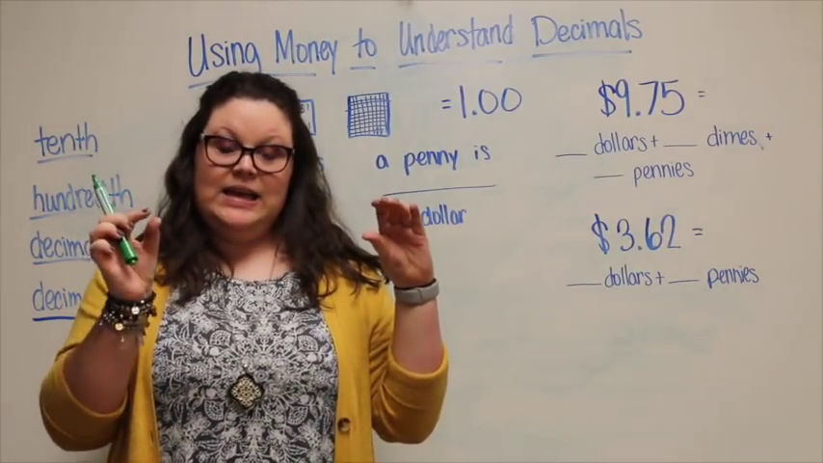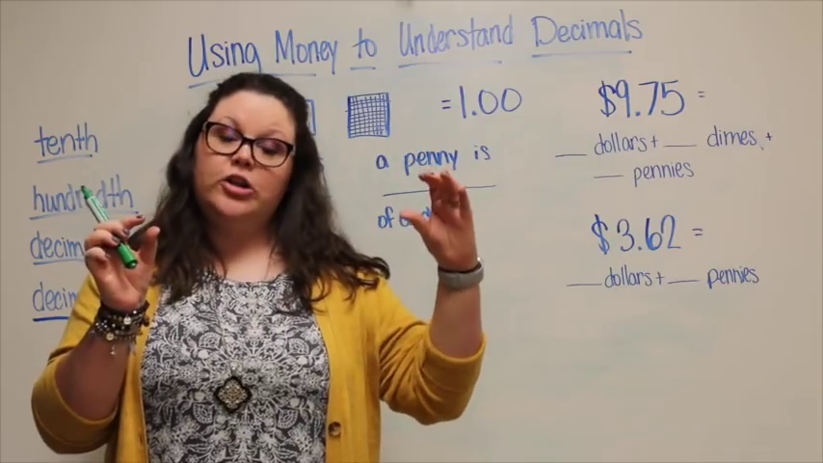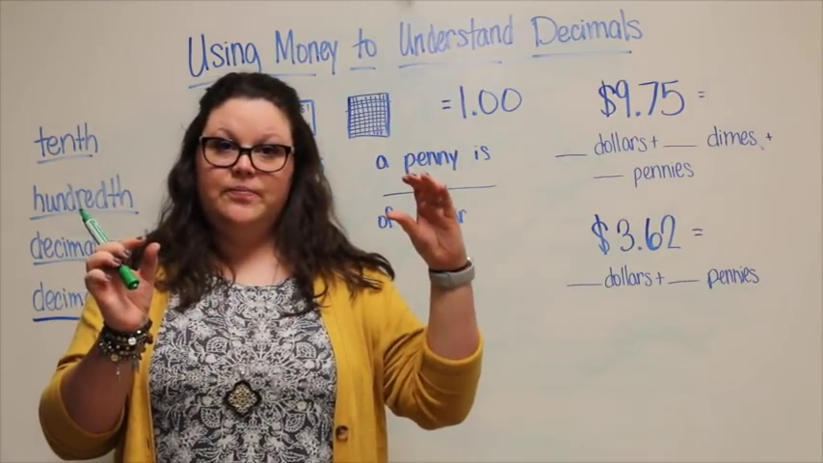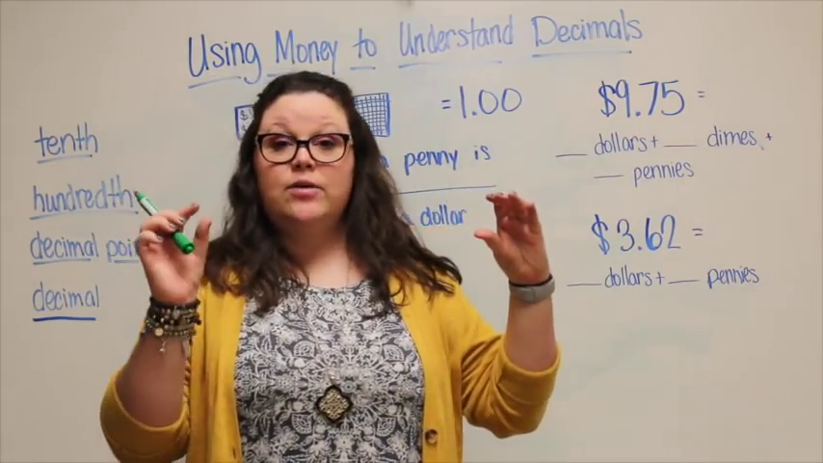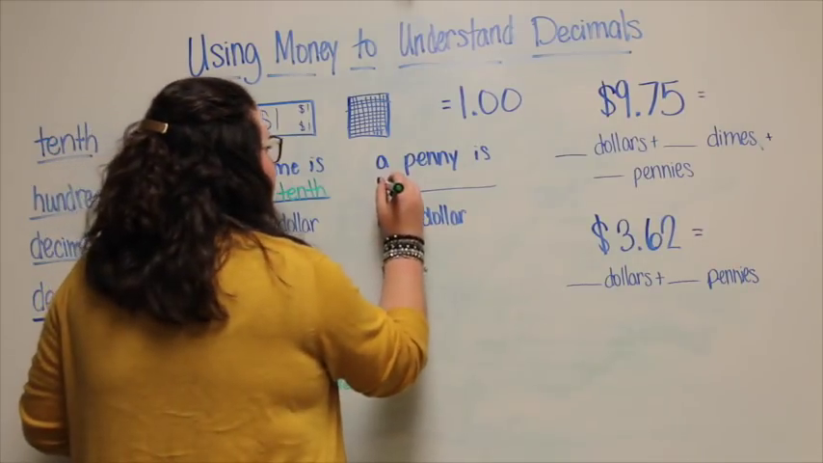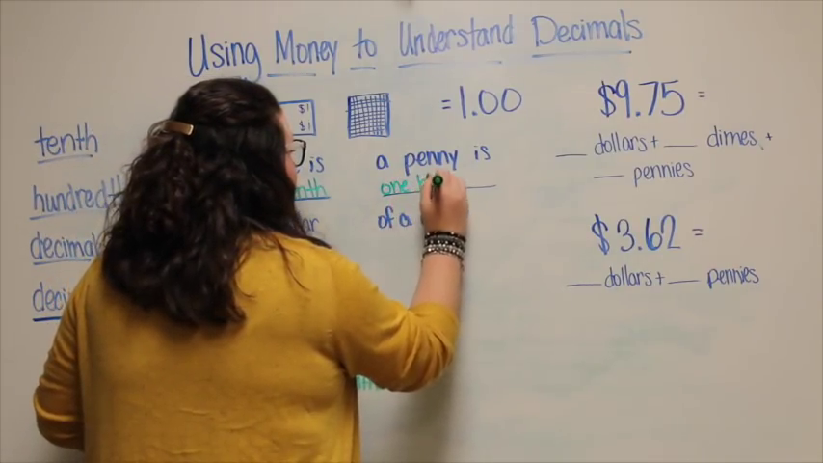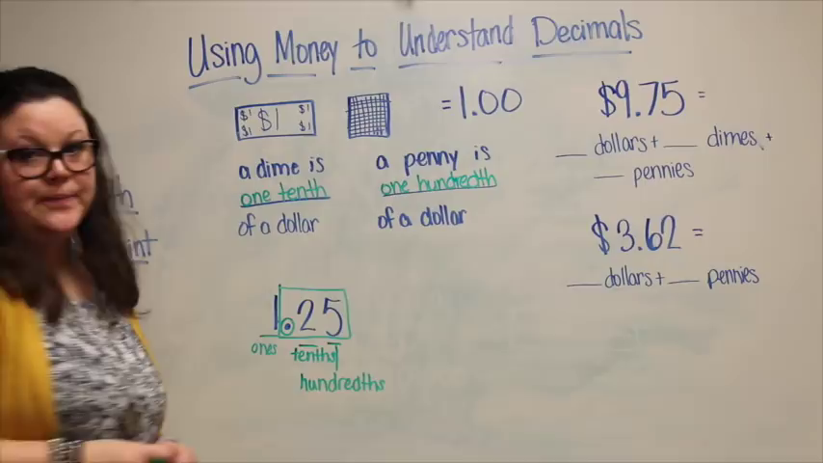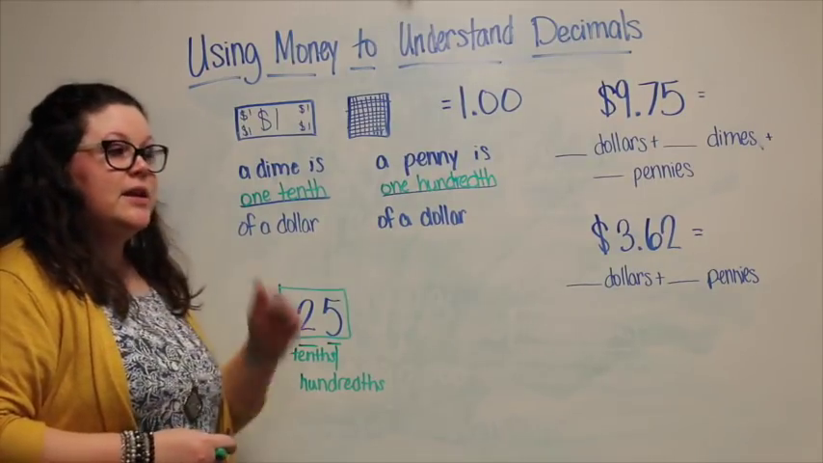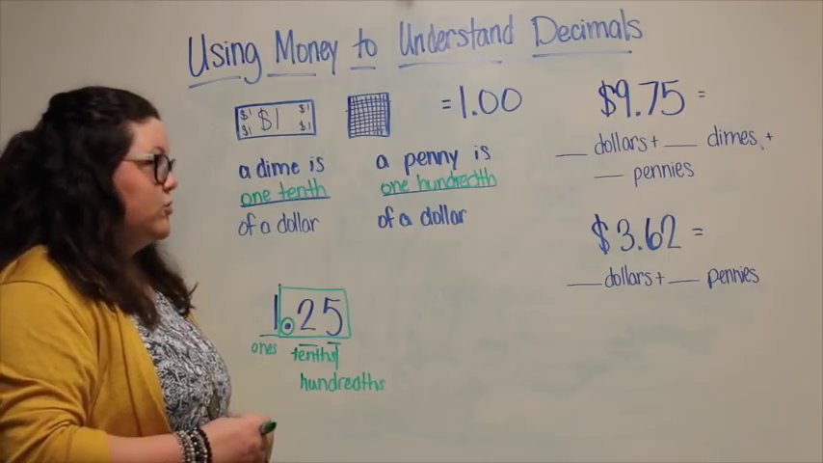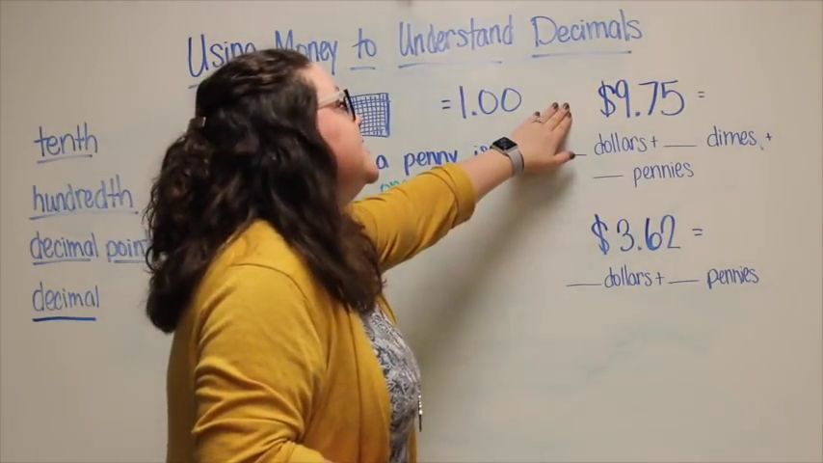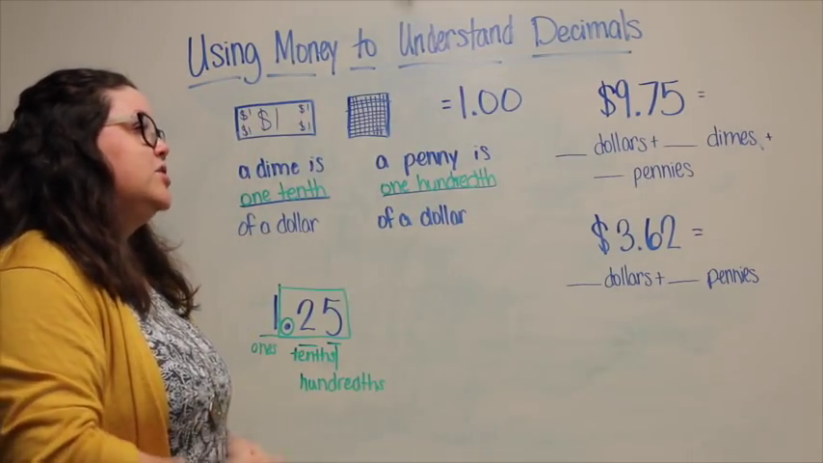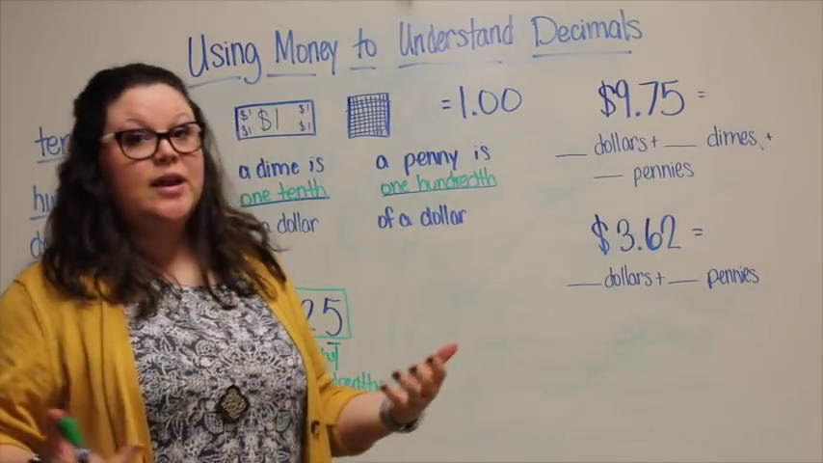Likewise, I could hold a dollar and I could hold a little penny. And I could say a penny is blank of a dollar. How many pennies would it take to make a dollar? It would take 100. So I could say 1 penny is 1/100th of a dollar. So thinking about money can help us with our decimals. Let's look at this example right here. It says $9.75. They want us to tell how many dollars, dimes, and pennies that is worth.